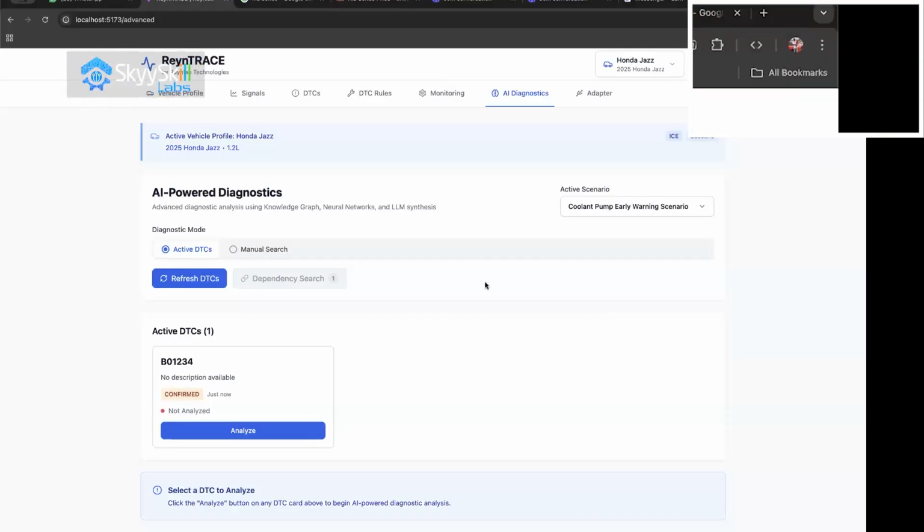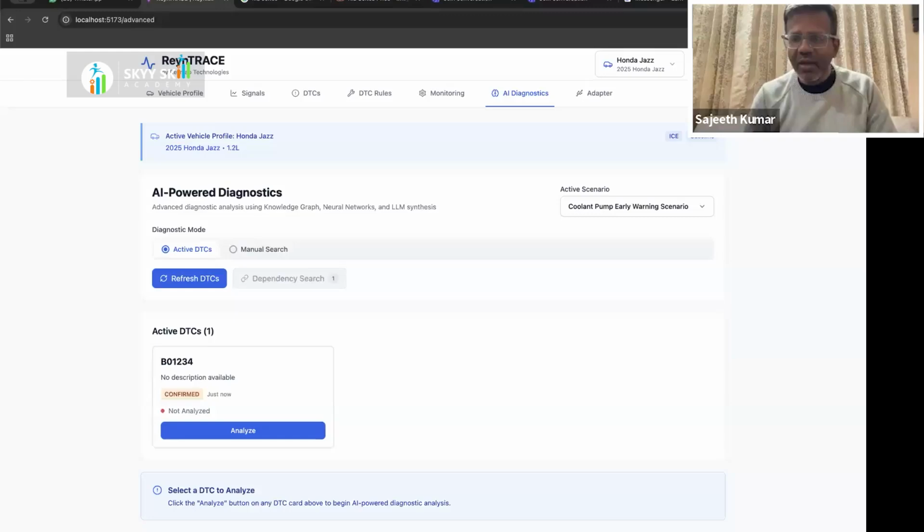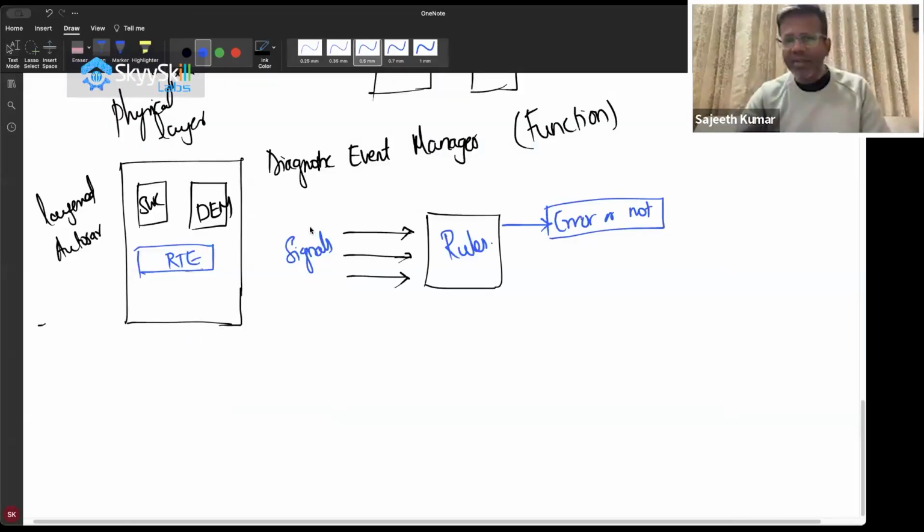Okay, so this is just to give you a physical idea about how the UDS stack works. Now let me get back to our discussion. We've seen signals, we've seen rules, and we've seen how that becomes an error or not. But how exactly are the signals being interpreted? How exactly are the rules being interpreted? Is it just that it has to be less than or equal to? Is it that simple, or do we have more complicated rules?